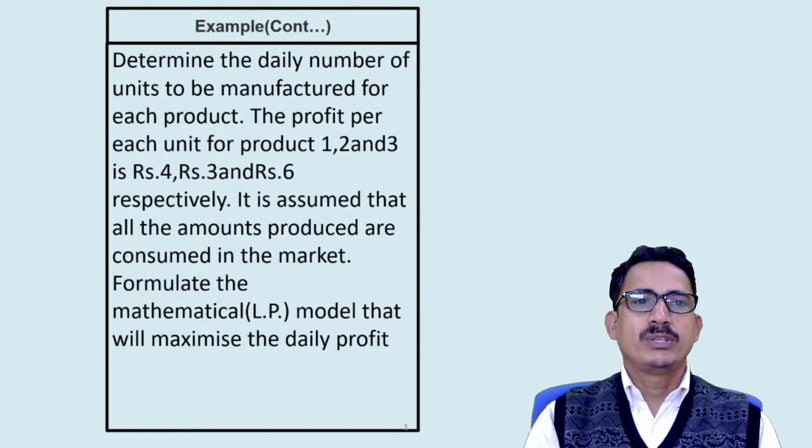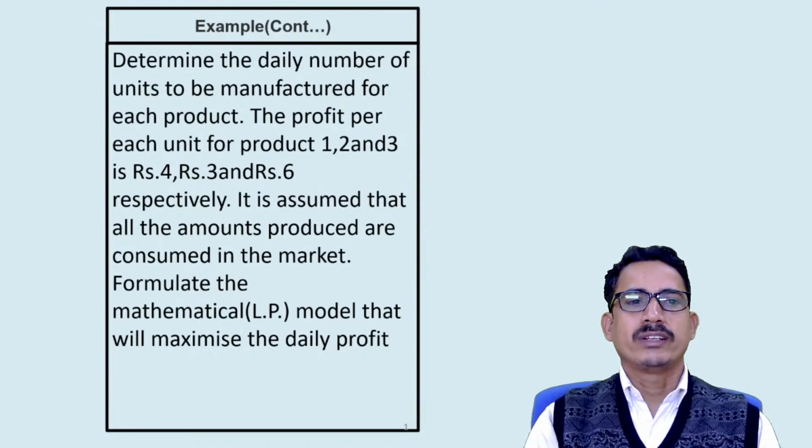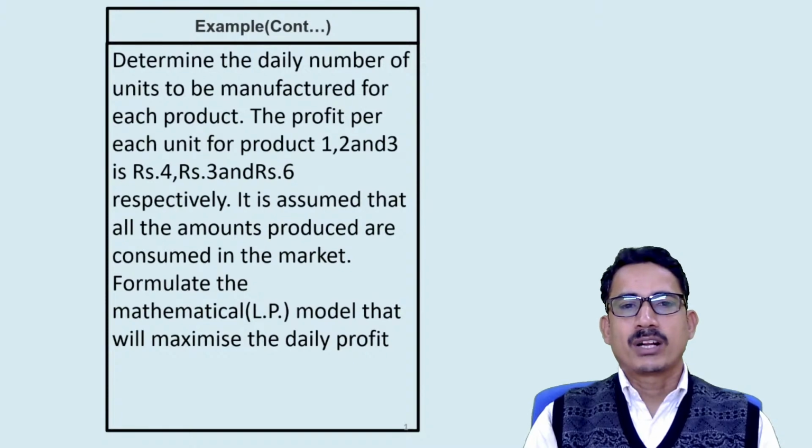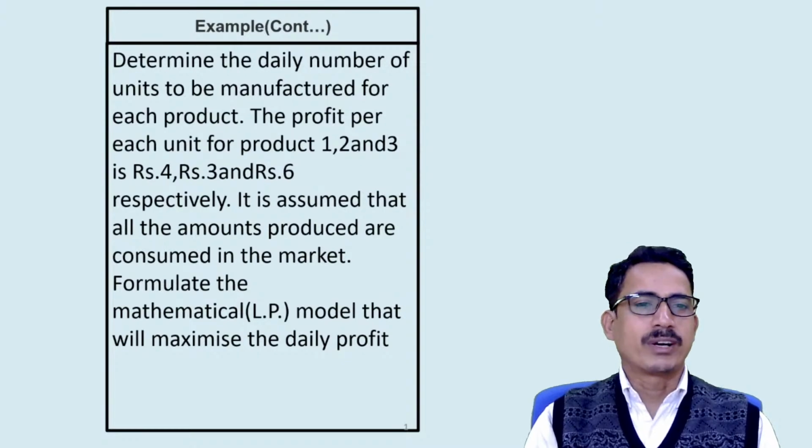Determine the daily number of units to be manufactured for each product. The profit for each product 1, 2, 3 is rupees 4, 3 and 6 respectively. I mean, you are getting profit from product 1 is rupees 4, profit from product 2 is rupees 3, profit from 1 unit of product 3 is rupees 6. So it is assumed that all the amounts produced are consumed in the market. So how much you produce can be sold in the markets.